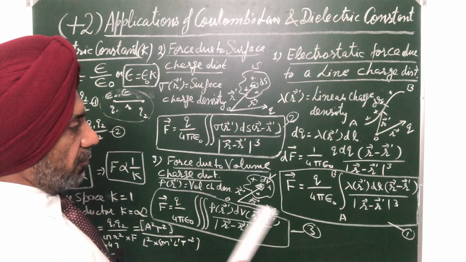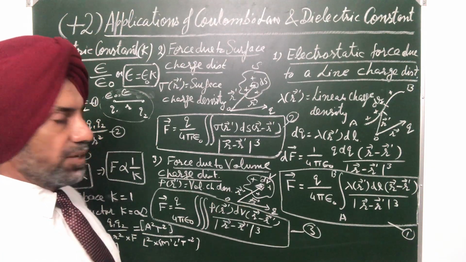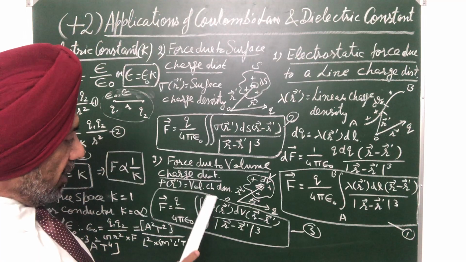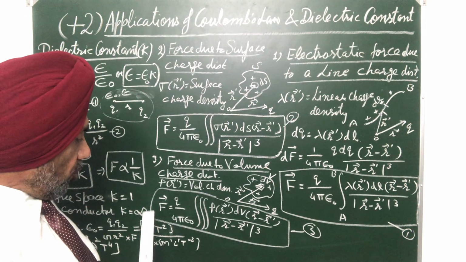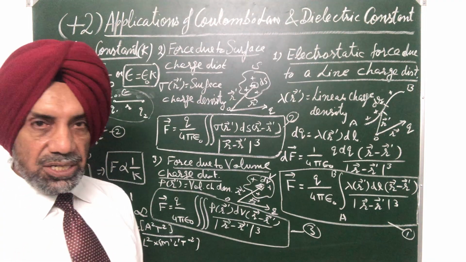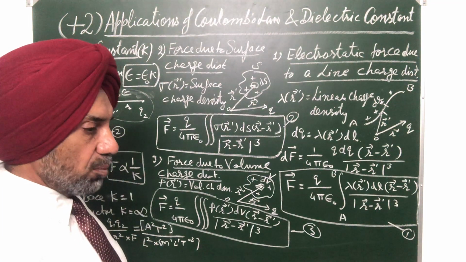Then instead of lambda r dash dl or sigma r dash ds, we have rho r dash dv. Instead of a single integral, here we have a double integral, a triple integral, so over the entire volume. So the total force F is equal to q upon 4 pi epsilon naught, integral of rho r dash dv into (r minus r dash) upon mod of (r minus r dash) cubed, times q.